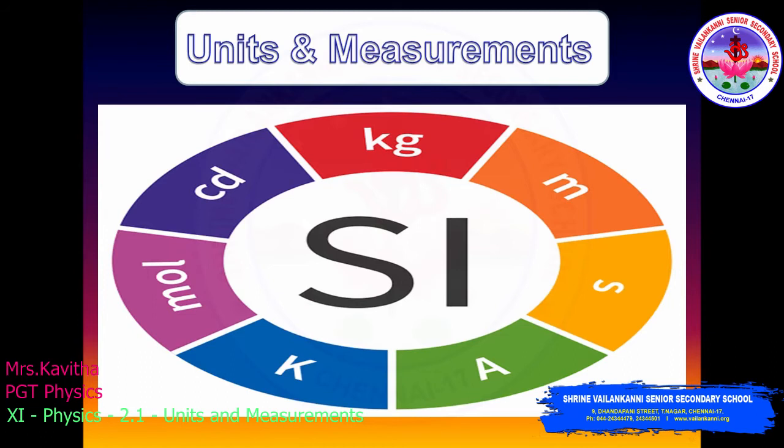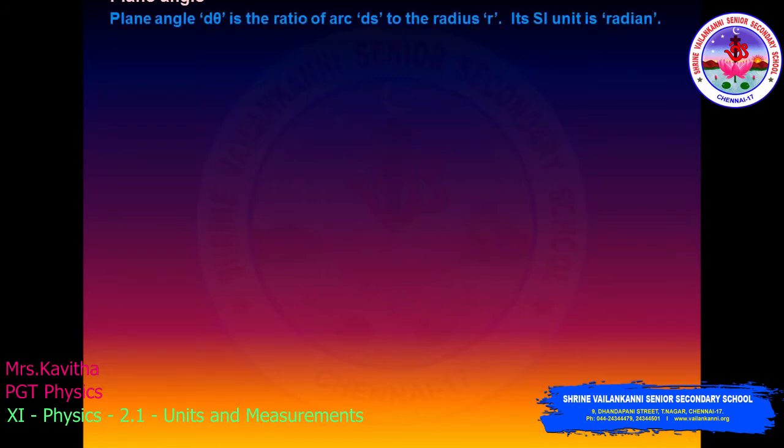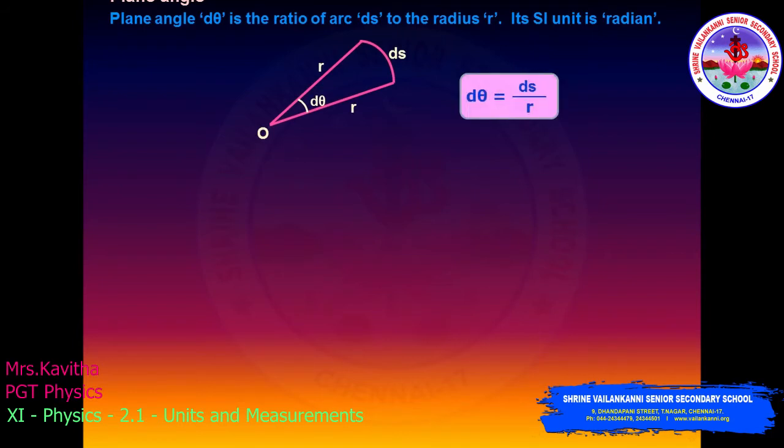Now, continuation of units and measurements. In that we can see the supplementary SI units. The two supplementary SI units are plane angle, and next one is the solid angle. So now we can see what is plane angle.